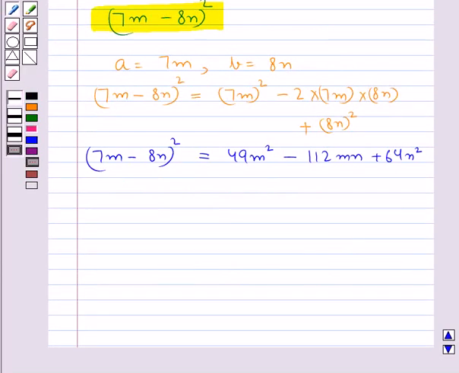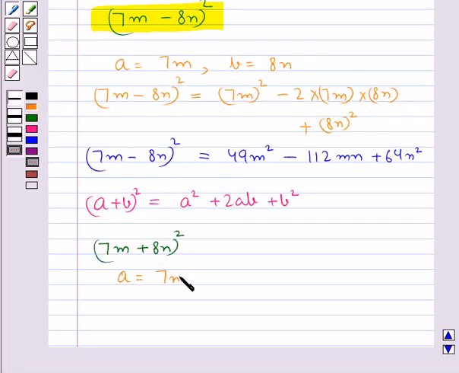Now consider the identity (a plus b) the whole square is equal to a square plus 2ab plus b square. Now the given expression is (7m plus 8n) the whole square. Now in this case, we will consider a as 7m and b as 8n. Now substituting these values of a and b in the given identity, we will find the value for this expression.